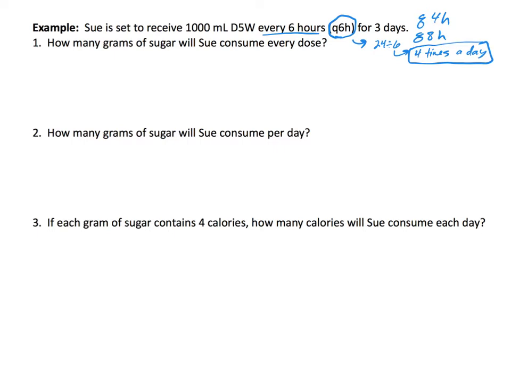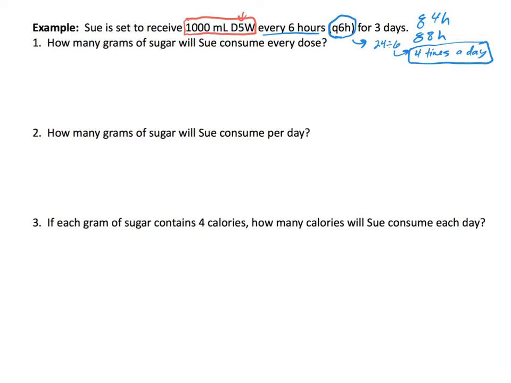How many grams of sugar will Sue consume every dose? So this is in one instance when she receives 1,000 mLs of D5W. You might be reading this, and if you aren't familiar with the common IV fluids and the ratios, this is something you need to become aware of very quickly, because it's something we're going to see consistently from here on out. D5W, even though that's not explicitly telling you a ratio, this 5 is telling you the number of grams of sugar. D represents dextrose. It is a 5% dextrose solution in water.